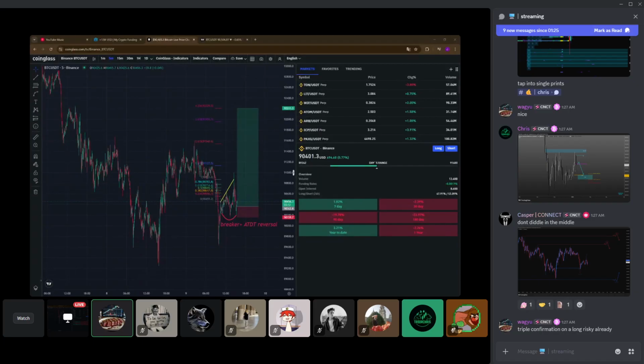Don't diddle in the middle. We have all confirmation in the world, all same levels. No, we have quadruple confirmation. Same short levels. Casper is on our side long as well. Our buddy Casper is with us.